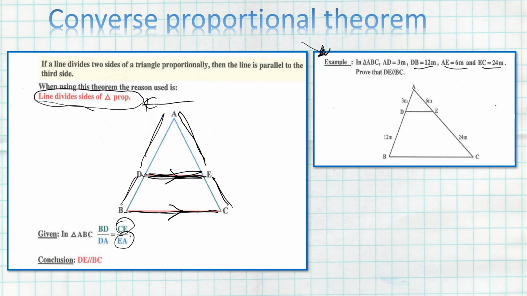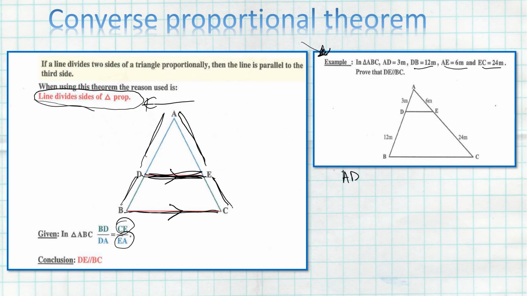We just need to calculate the ratio of the two sides and see if they are equal. If they are equal, we say the sides are in proportion, then that line is parallel to the third side, but the reason is line divides sides of triangle proportionally. Okay, so let's go and calculate the ratio of the sides.